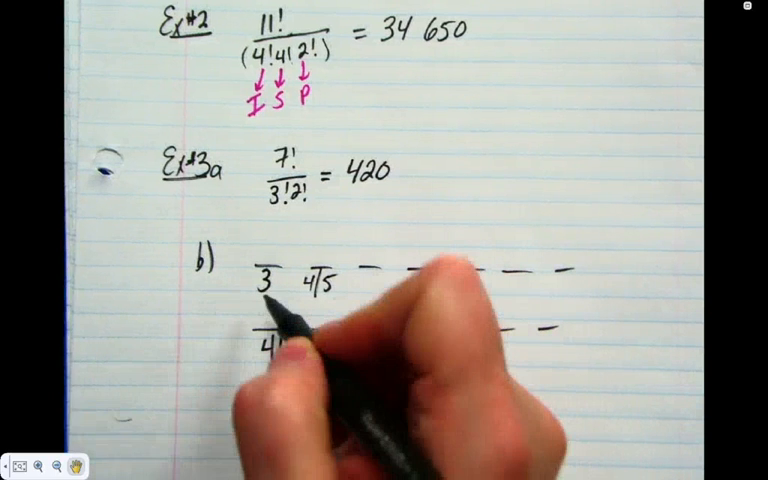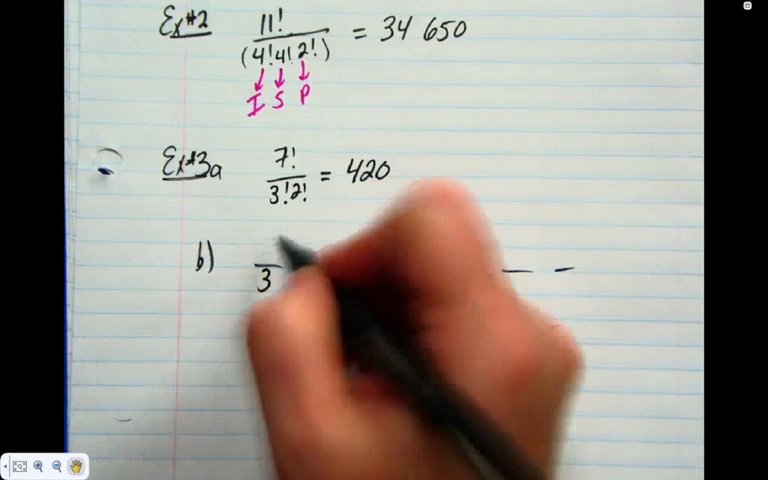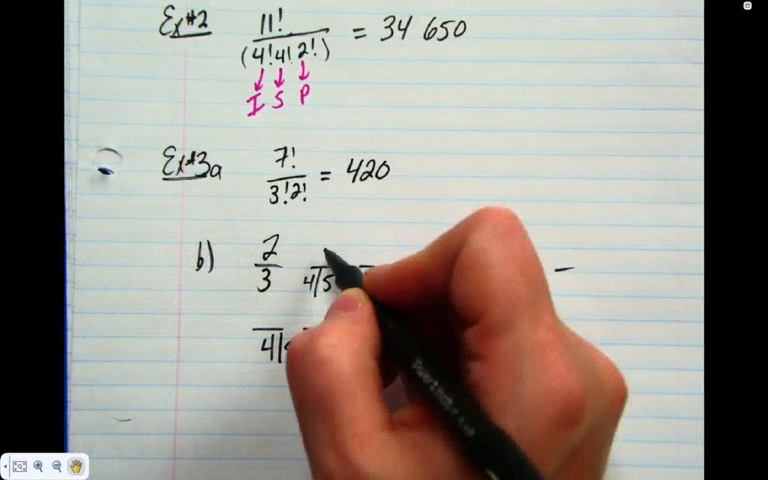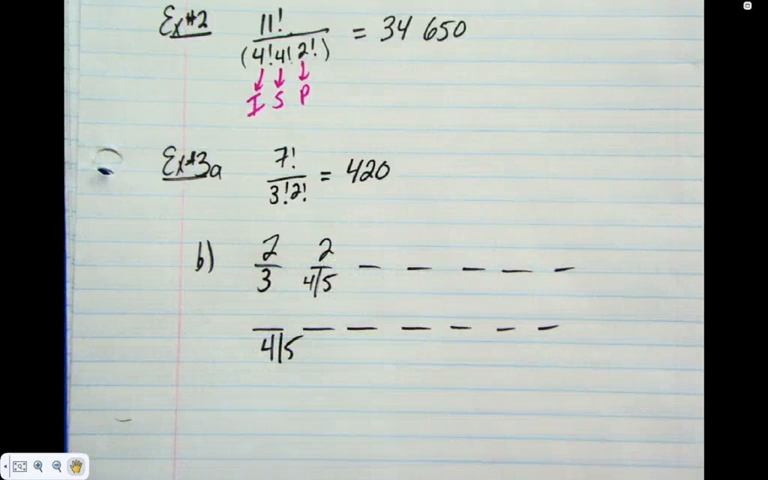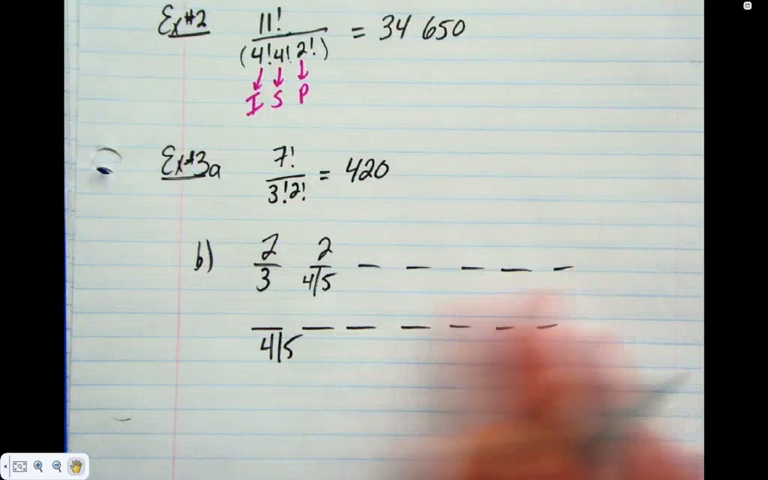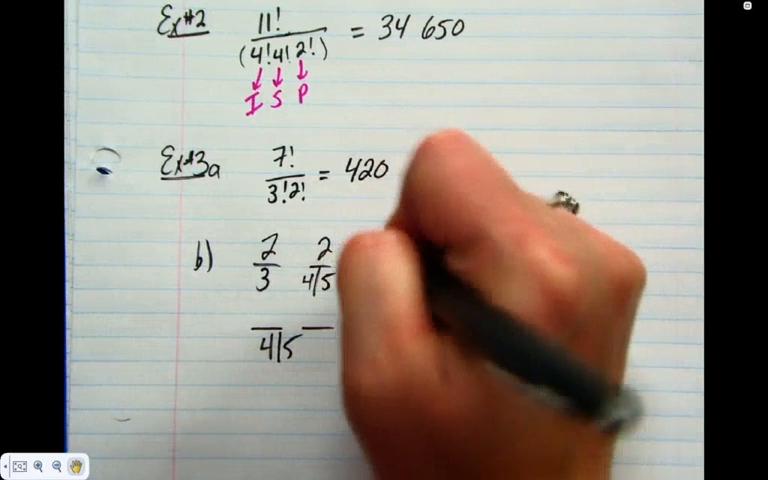Okay, let's fill in. How many 3s do I have to choose from? 2 of them. How many 4s or 5s do I have to choose from? 1 4, 1 5, so there's 2 of them. Doesn't matter what comes next. I've got 5 blanks, so what am I probably going to write next? 5 factorial.